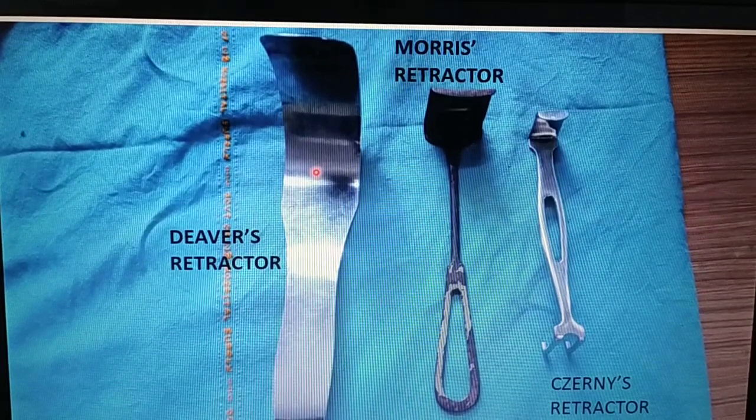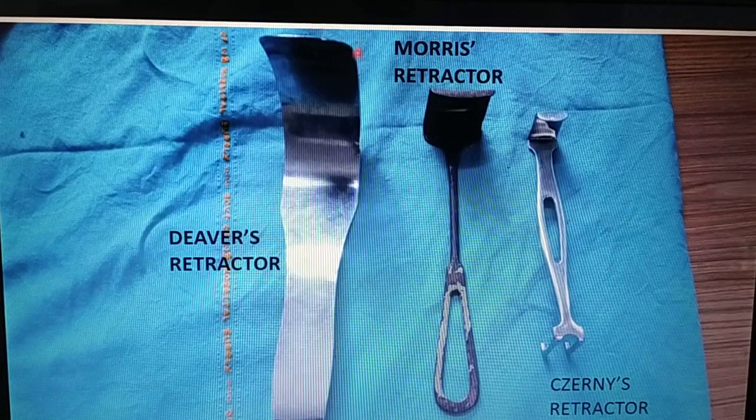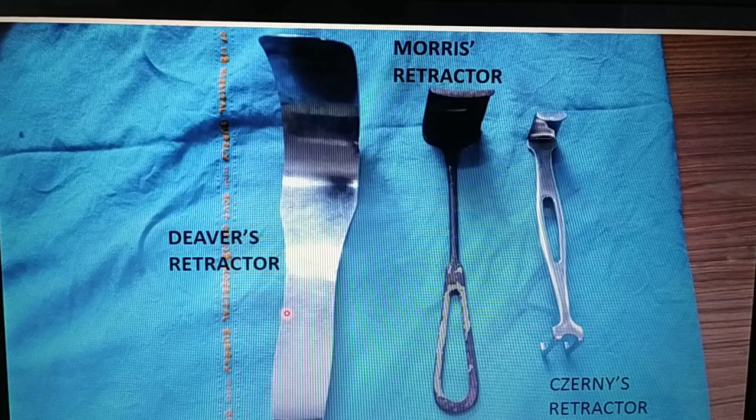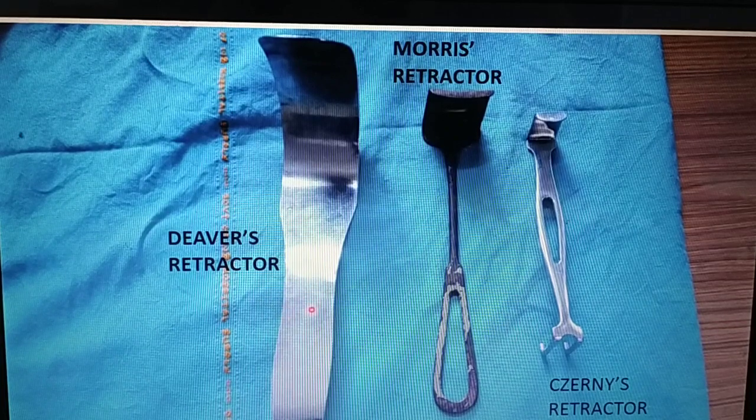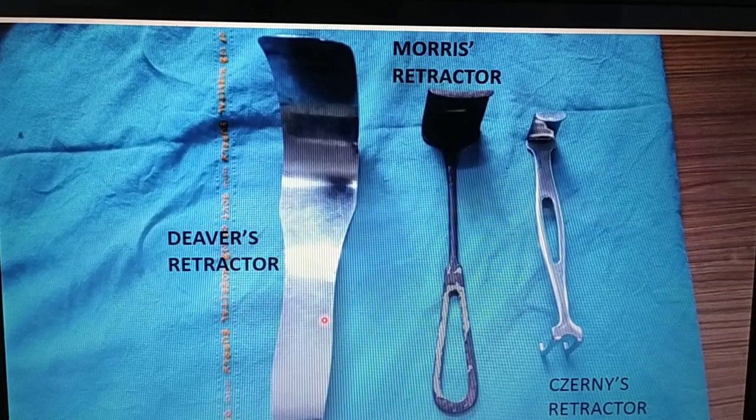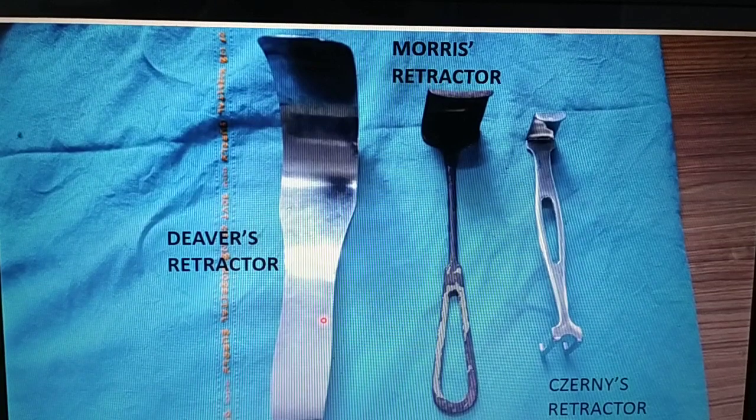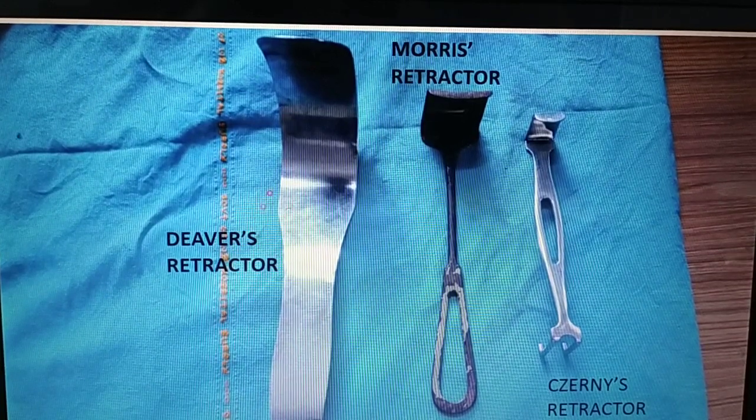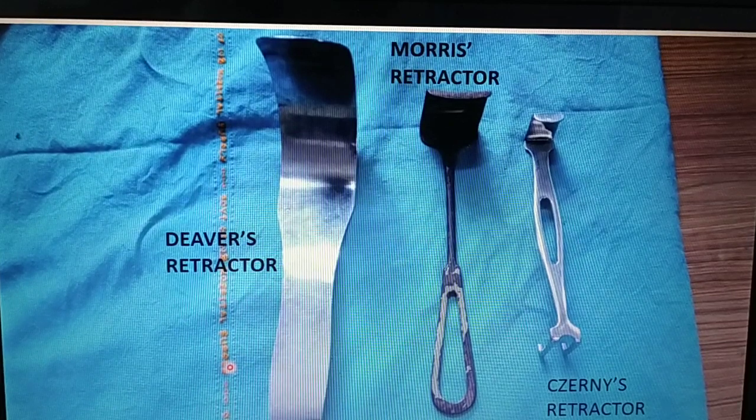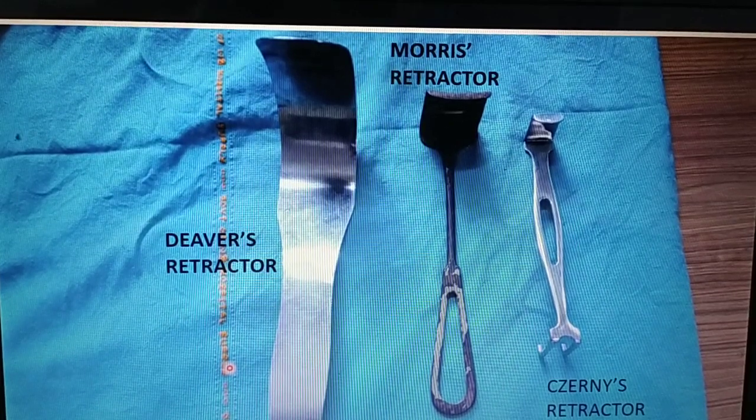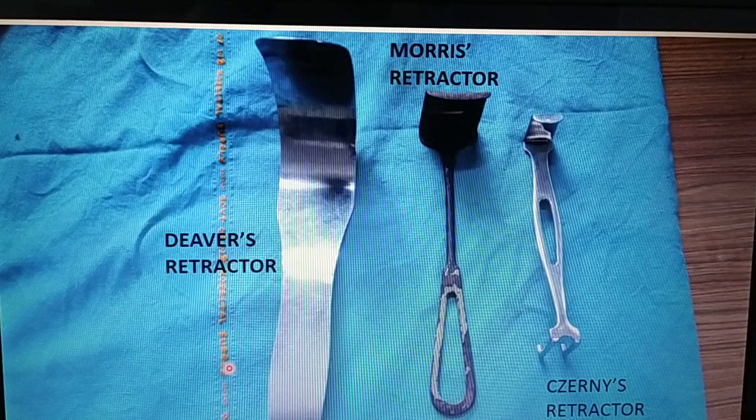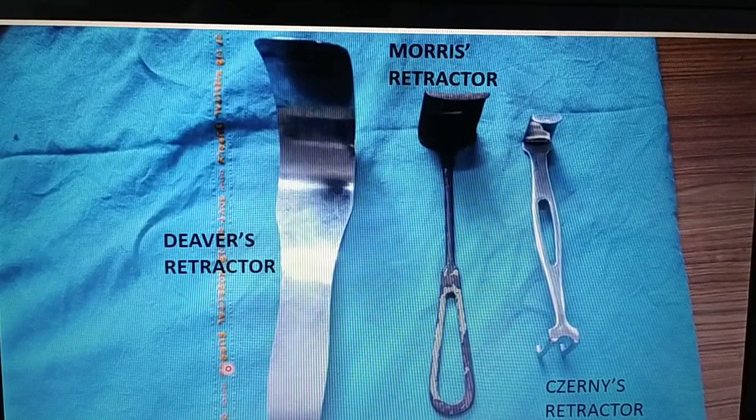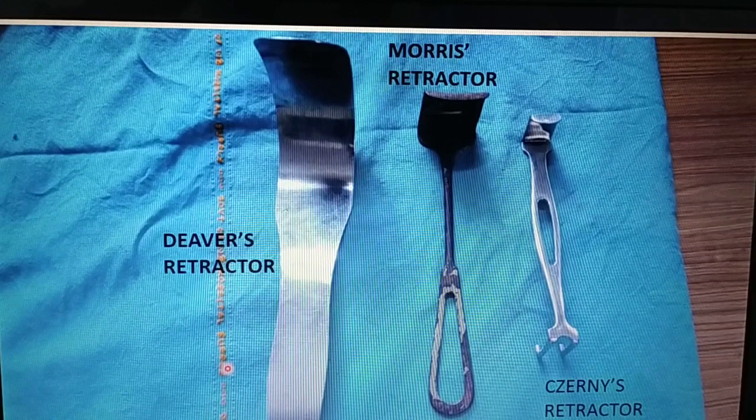This instrument is a large curved retractor, shaped like S. It is available in different sizes depending upon its width. Uses of Devers retractor are: it is used during cholecystectomy for retraction of right lobe of liver. It is used during truncal vagotomy for retraction of left lobe of liver.